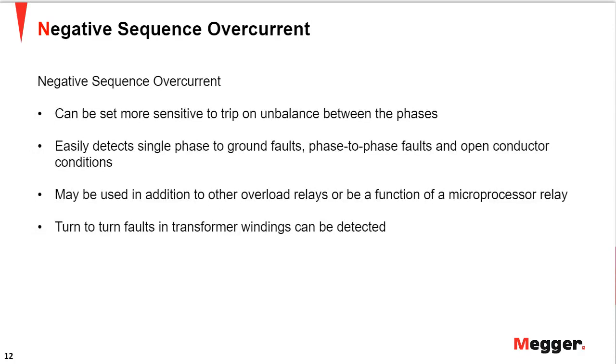Even with single line to ground faults, you would have some amount of negative sequence overcurrent. It can detect those. Phase-to-phase faults and open conductor conditions can be detected using the negative sequence overcurrent function. This can be used in addition to what you already have as a phase overcurrent as well as a ground overcurrent to provide more security and sensitivity to your whole protection system, or you could also have a separate relay itself just to have a negative sequence overcurrent protection function. And it's been proven that turn-to-turn faults in transformer windings can also be detected using the negative sequence overcurrent function because the negative sequence presence is higher.